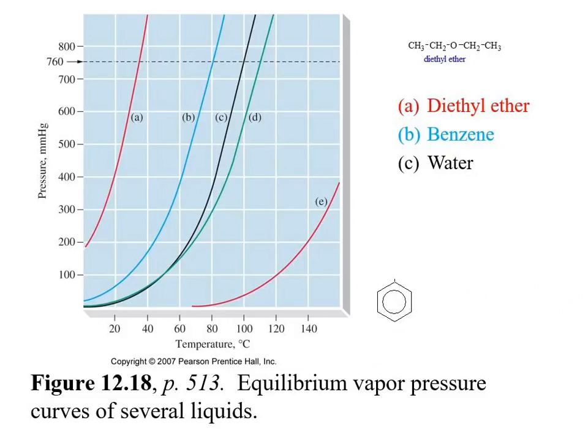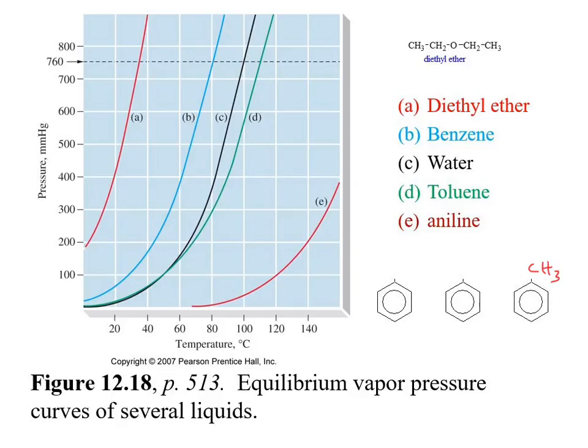And then D is toluene. Toluene is a benzene with a little hydroxyl group on it. So toluene looks like this. That's my toluene. And then aniline is benzene with a methyl group on it. And a methyl group is a CH3. So that's my aniline.